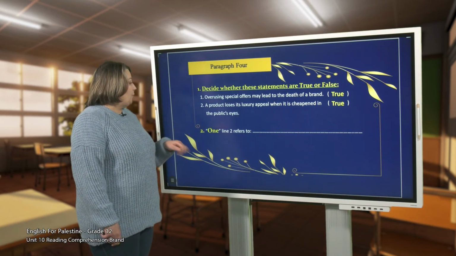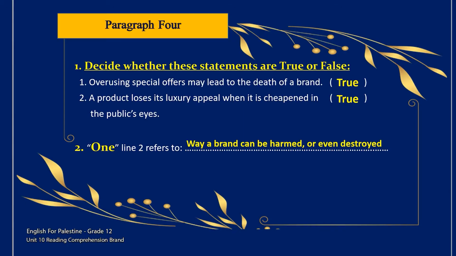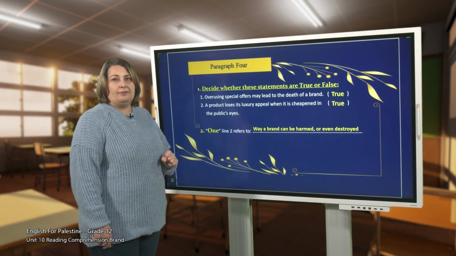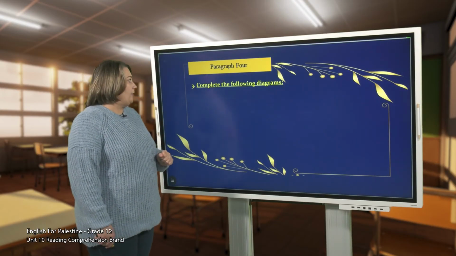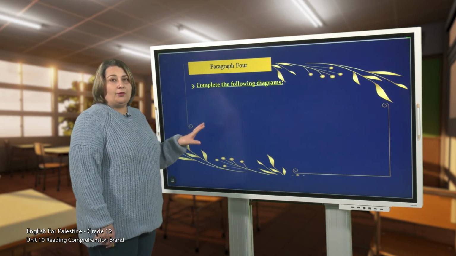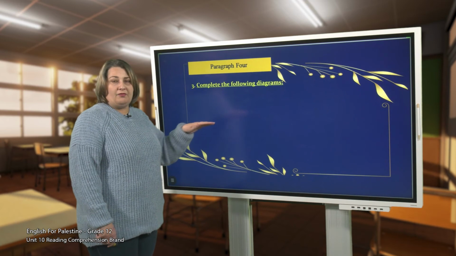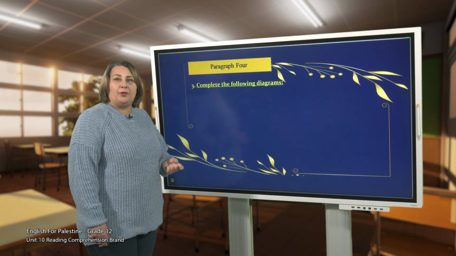Now let's go to 2. 1 line 2 refers to way a brand can be harmed or even destroyed. Very good, everyone. Now we have another question. Complete the following diagrams. Now I have one diagram divided into 2 parts. We're going to complete it with information from the previous paragraph.